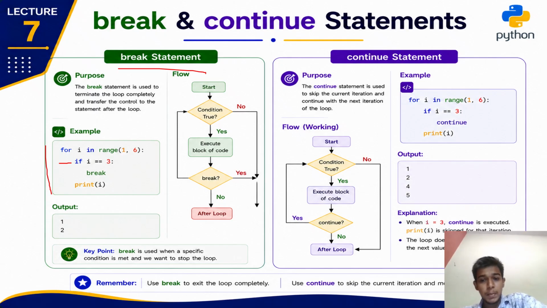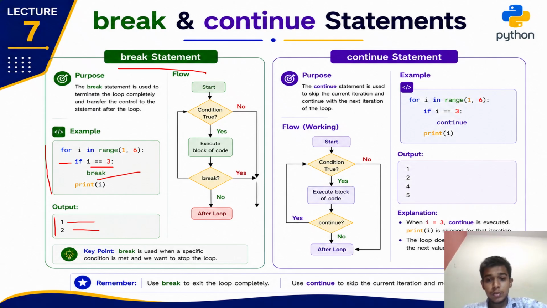Now let's execute it step by step. The loop starts with i equal to 1. Since 1 is not equal to 3, the break statement is skipped and Python prints 1. Now i becomes 2. Again 2 is not equal to 3, so Python prints 2. Now i becomes 3. This time the condition i equal to 3 is met. It is true. So Python executes the break statement and the loop immediately exits, so the remaining values 4 and 5 are never processed. Therefore, the final output will be 1 and 2.